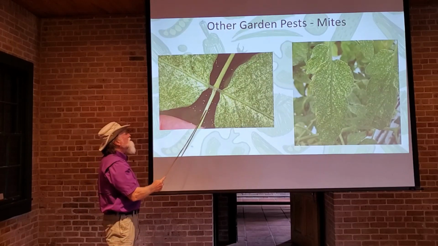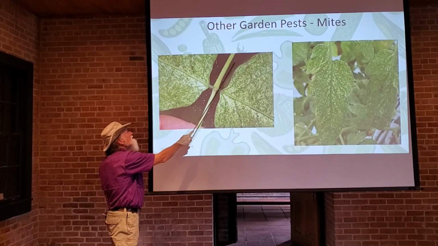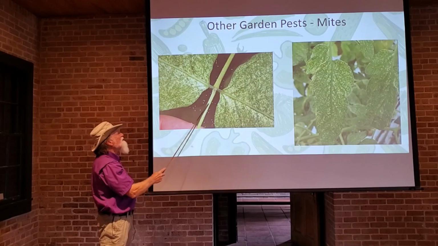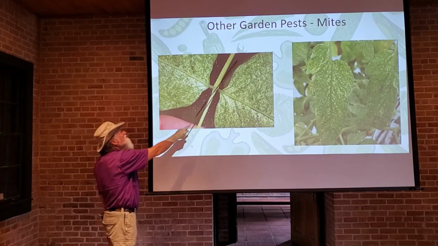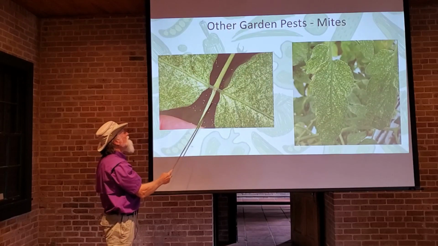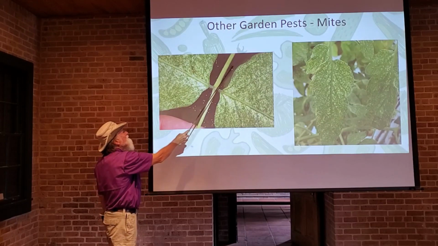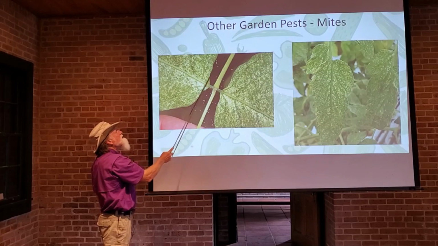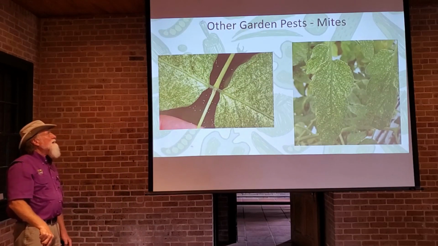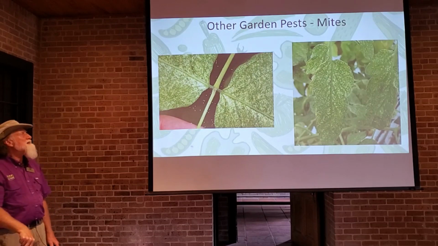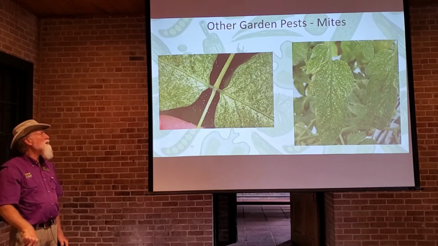And so you can't see the webbing here very easily. You can see all these little tiny dots. This is a bean leaf that has a lot of webbing on it, and these are the spider mites moving along that webbing from one part of the plant to the other. So the reason they're called spider mites is that they do form these webs.